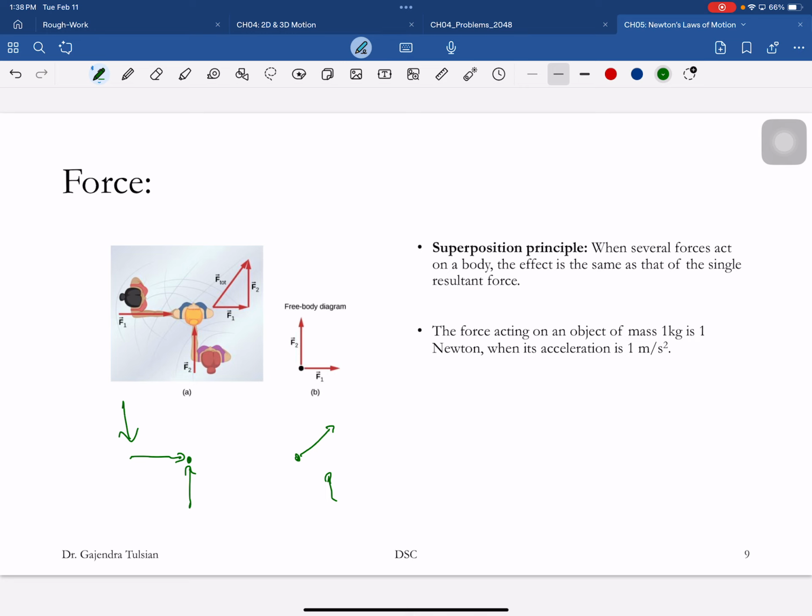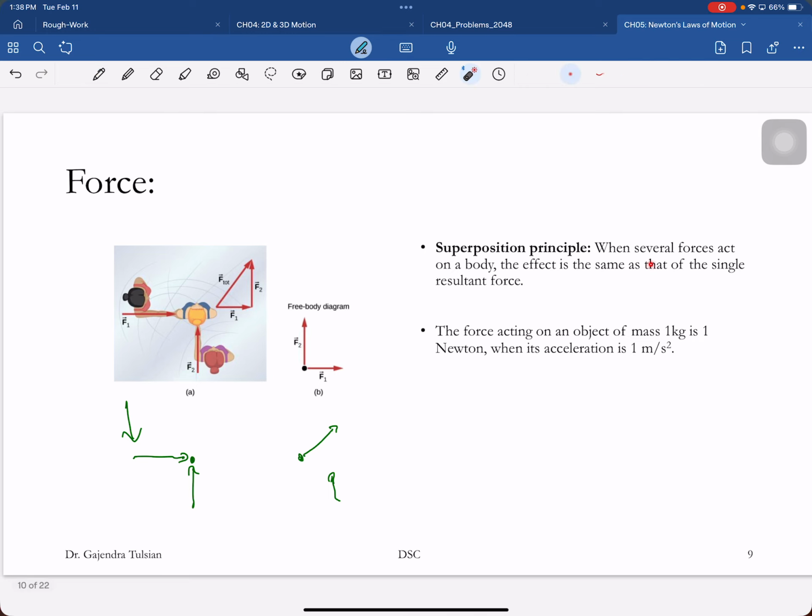And that's it. So when several forces act on a body, the effect is the same as that of a single resultant force. So let's say you can have 10 forces acting, 9 forces, 8 forces, or 1 force acting. As long as the net force is the same, you can't tell how many forces are acting.